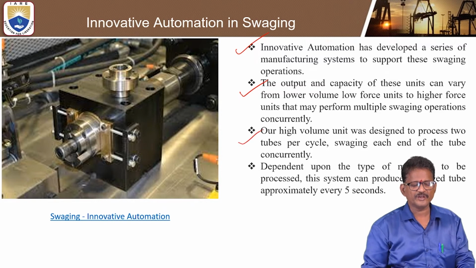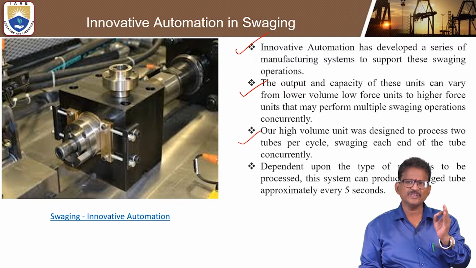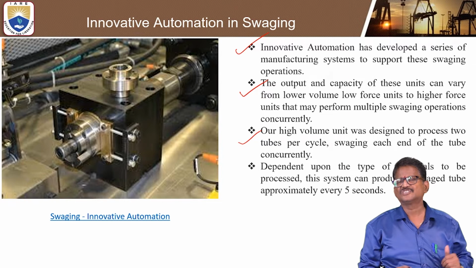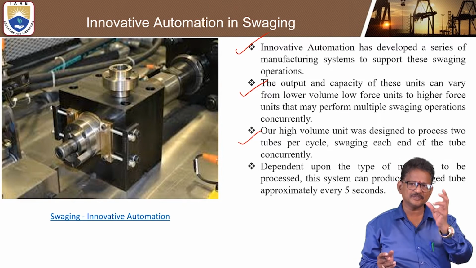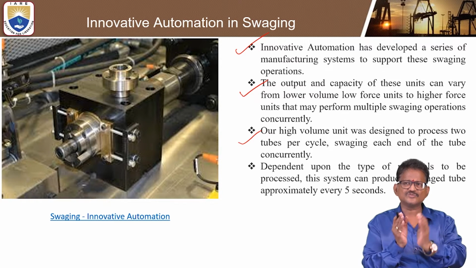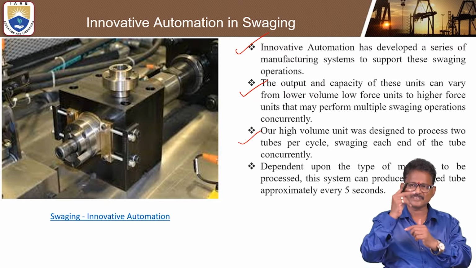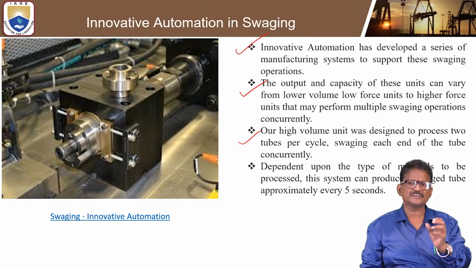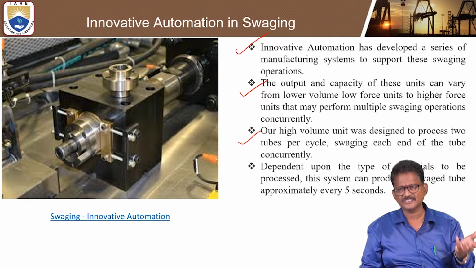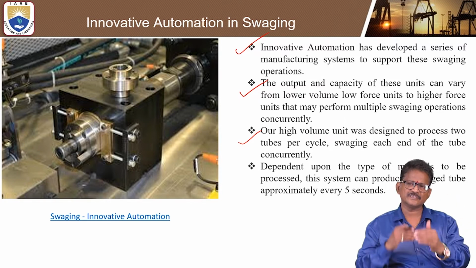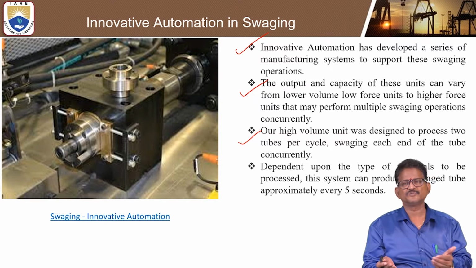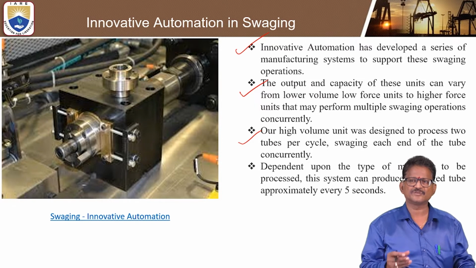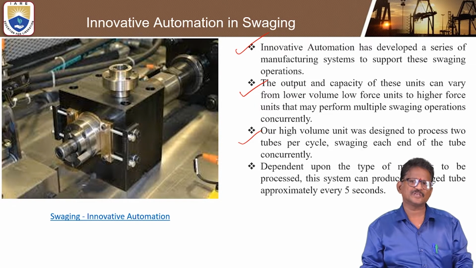And the third important point in innovative automation is the high volume unit, which can produce a thousand components per shift, and that machine is designed to process 2 tubes per cycle. So in one cycle of rotation, 2 tubes can be swaged concurrently. That is why the high volume unit is designed to process 2 tubes per cycle, and you can still improve to 4 tubes per cycle, 6 tubes per cycle, so that in a short time a lot of swaging operations can be done effectively.